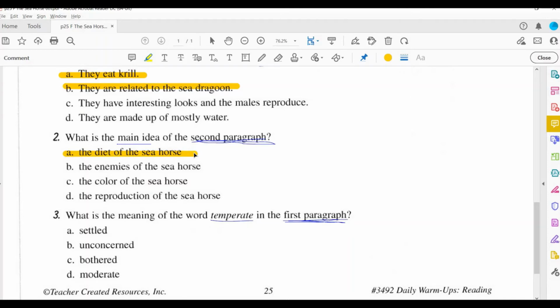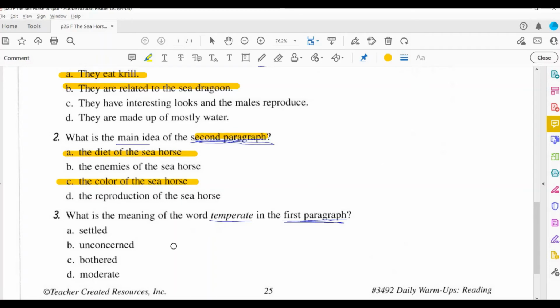What's another one we should take out? Did it talk about the color of the seahorses in the second paragraph? No, I believe that was in the third paragraph. So let's take that one out. That's a trick. Because we want to look at that second paragraph, not what was in the other paragraphs. So that second one right there.